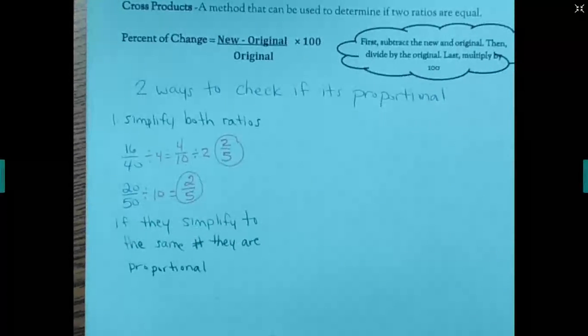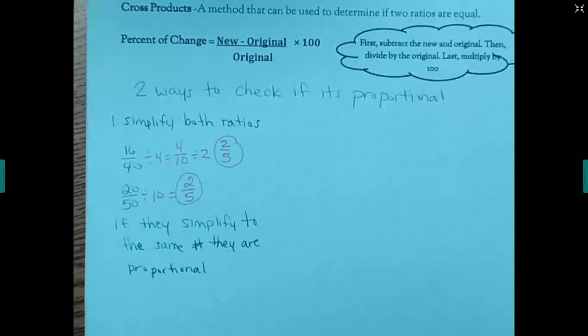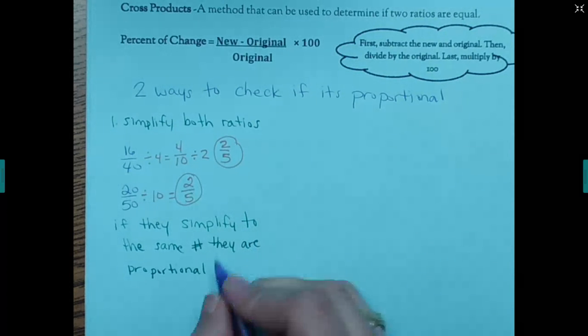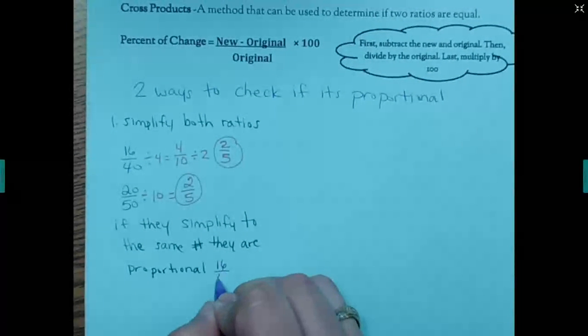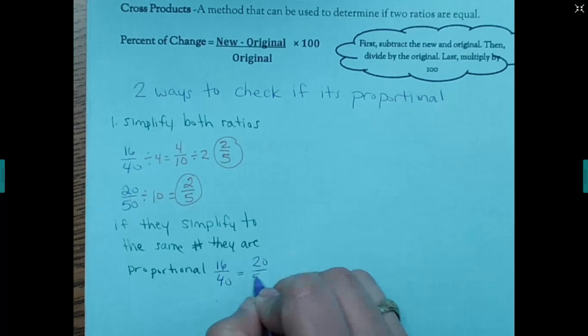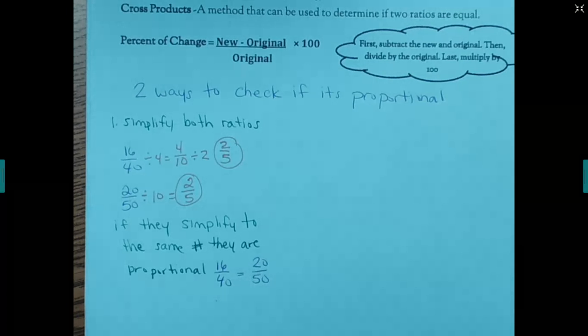If they simplify to the same number, then they're proportional. So these both simplify to the same thing. So that tells me that these are proportional, which means 16 over 40 does equal 20 over 50. They equal the same thing. They simplify to the same thing. They're proportional.